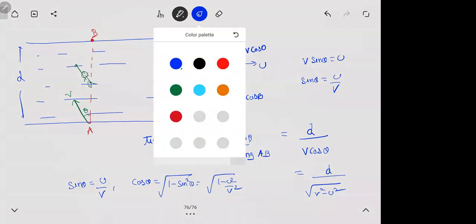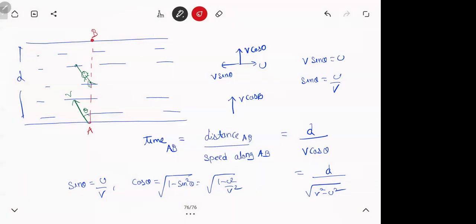So the question will be like this: find the time taken to cross the river in the shortest distance. When the man is crossing the river in the shortest distance, that means he's going along a straight line. Now see, you have to be careful. The question by words will be like this: the man crosses the river perpendicular to the flow, meaning he's going along AB. Or: the man swims perpendicular to the flow. There's a difference in both the words.